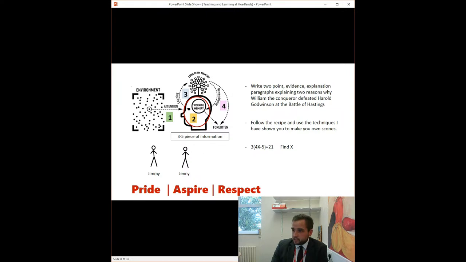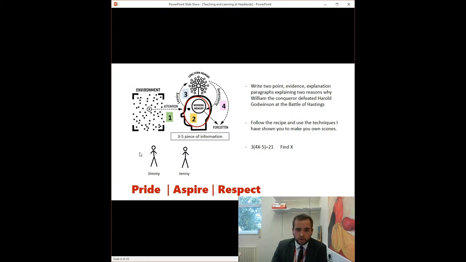Let's take, for instance, let's say that Jenny here has actually learned really well to write point evidence explanation paragraphs so that they're in her long-term memory. In that instance, Jenny only actually has to hold on to the history details that we're talking about here, okay, the historical facts. And therefore she's at a significant advantage, and she's unlikely to be overwhelmed.